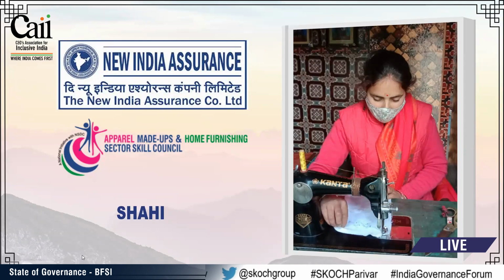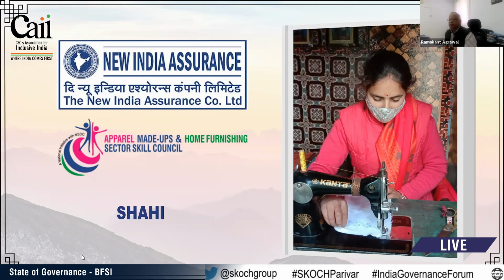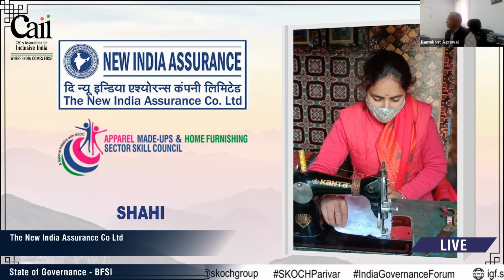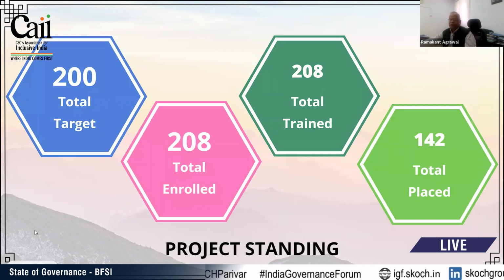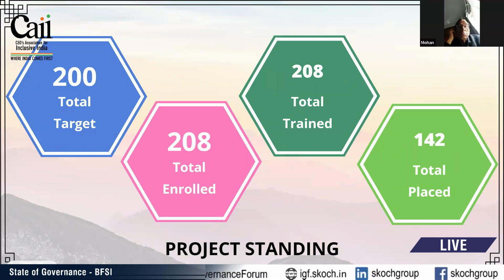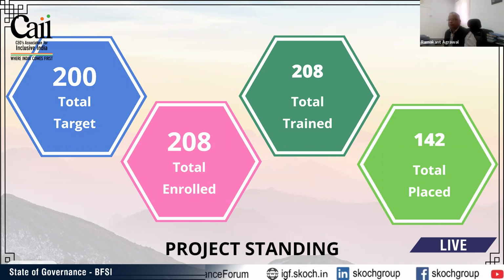Sir, this is the first project which we have given the money for under our CSR project. This is the Apparel Made-ups and Home Furnishing Sector Skill Council. Can you go to the next page, sir? The target was there, sir. Total 200 people were to be trained, and 208 were enrolled, and total trained were 208. This was the project standing, sir.